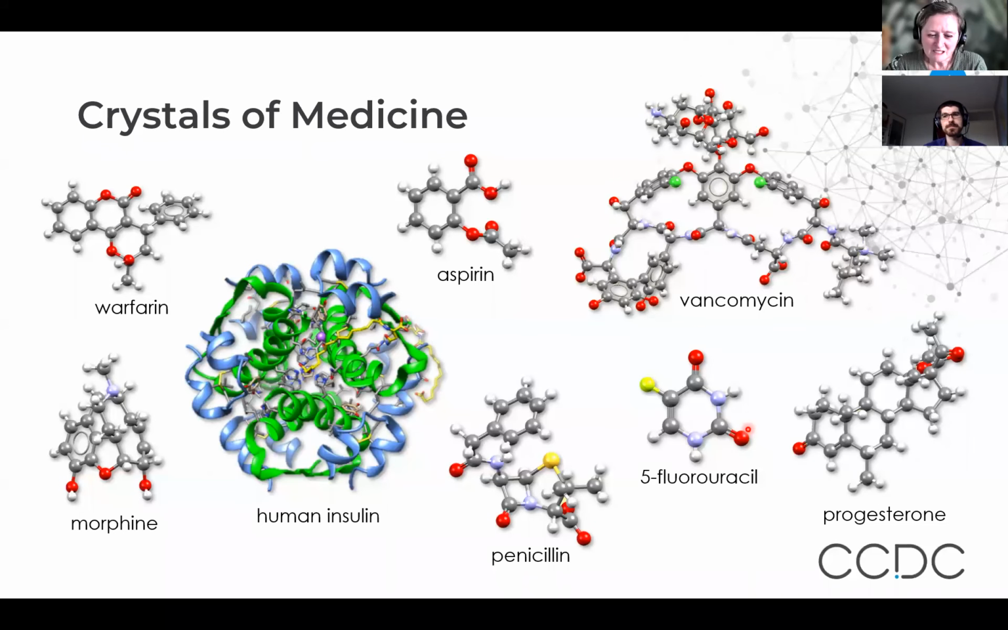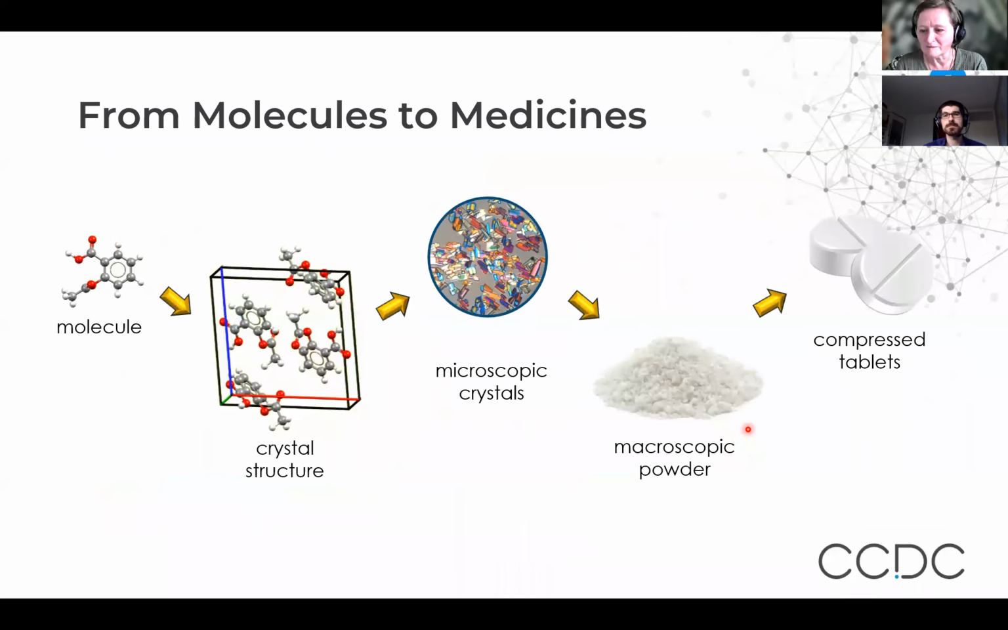So it's pretty clear that crystallography is very important in at least identifying structures of medicines. But crystallography plays a much broader role in the pharmaceutical industry, particularly if you consider that 90% of small molecule drug products are solid oral dosage forms. And the vast majority of those solid oral dosage forms are made up of crystals of your drug.